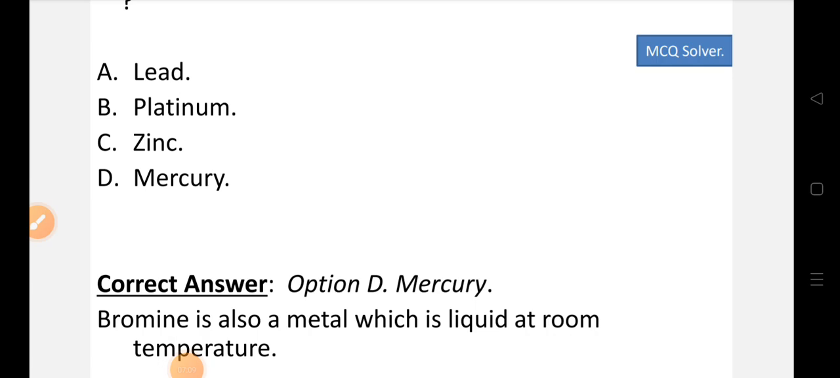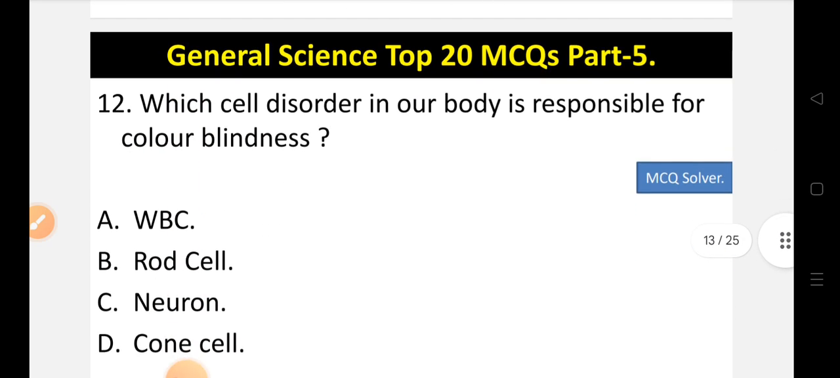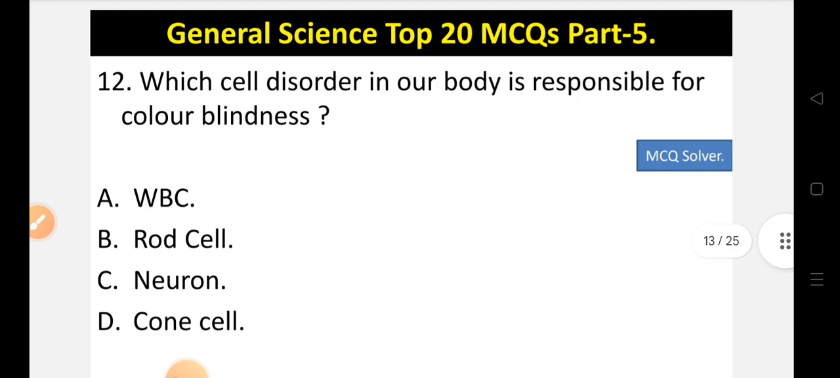Option will be option D, that is mercury. Now let's move to question number 12. Which cell order in our body is responsible for color blindness?